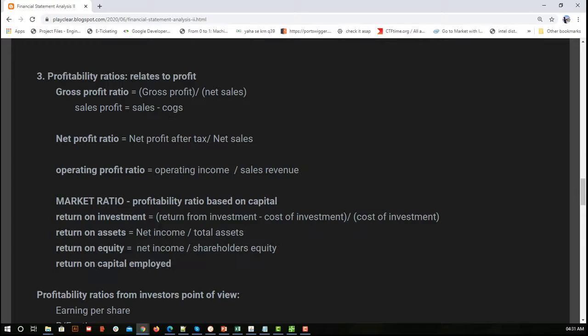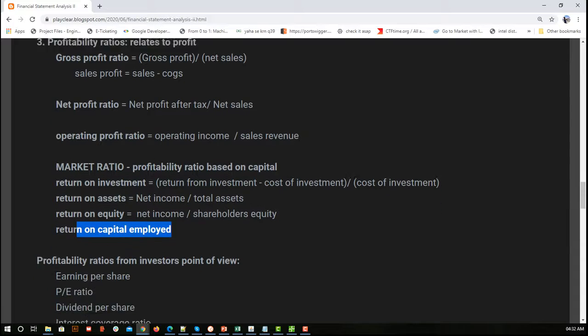Similarly, return on capital employed. Capital employed means the amount of money that is spent on the running of the business, that is currently employed, currently kept in running the business. Out of that, how much income I am generating, that is my return on capital employed. So that was the end of my profitability ratios.